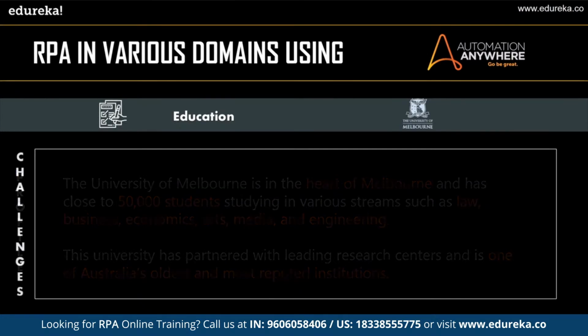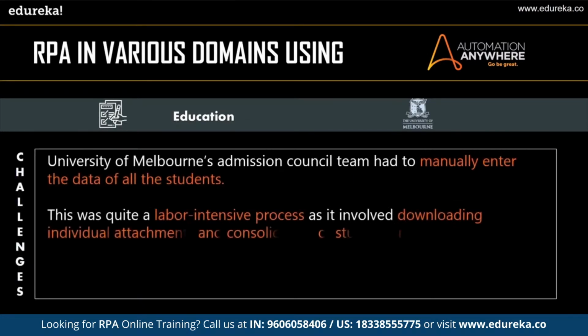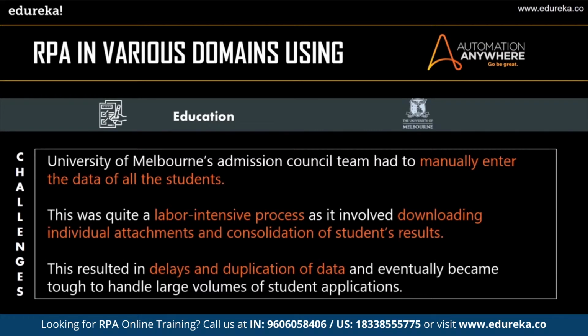Now, being one of the top institutions, the University of Melbourne's admission council team had to manually enter the data of all the students. Now, this was quite a labor-intensive process as it involved downloading individual attachments and consolidating students' results. Due to such an intensive process, it resulted in delays and duplication of data and eventually became tough to handle large volumes of student applications.